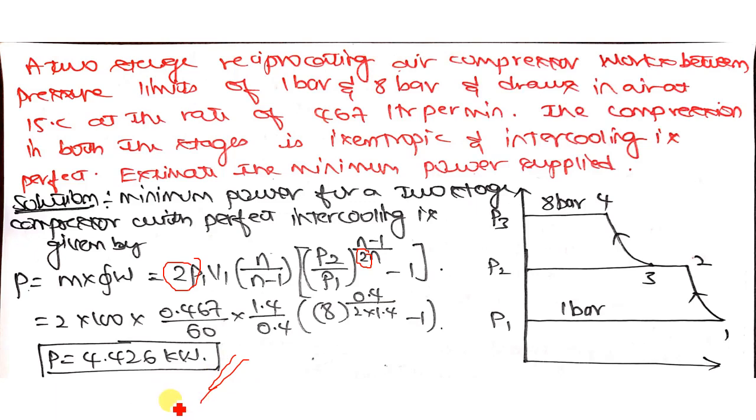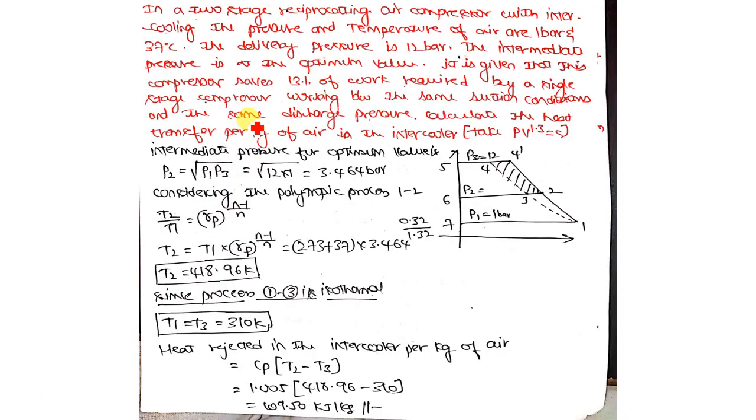We shall try to solve another problem which says, in a two-stage reciprocating air compressor with intercooling, that means it has an intercooler built in, the pressure and temperature of the air are 1 bar and 37 degrees Celsius. What are these conditions? This is at the inlet. So at state 1, the pressure is 1 bar and the temperature is 37 degrees Celsius.